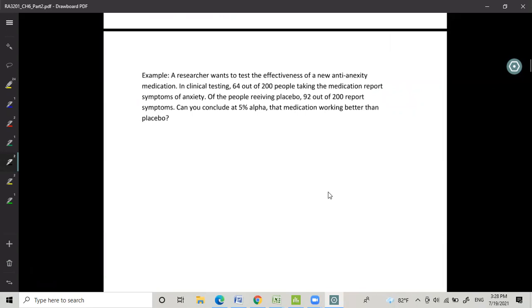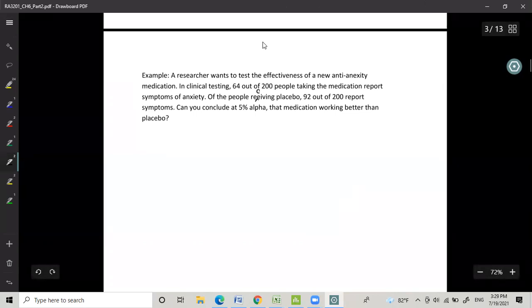A researcher wants to test the effectiveness of a new anti-anxiety medication. In a test, 64 out of 200 taking the medication reported symptoms, and you have a control group, which is the placebo group, where 92 out of 200 reported symptoms. So can you conclude that the medication is working better than the placebo? Do you know what placebo medication is? What is placebo? Have you heard this earlier?